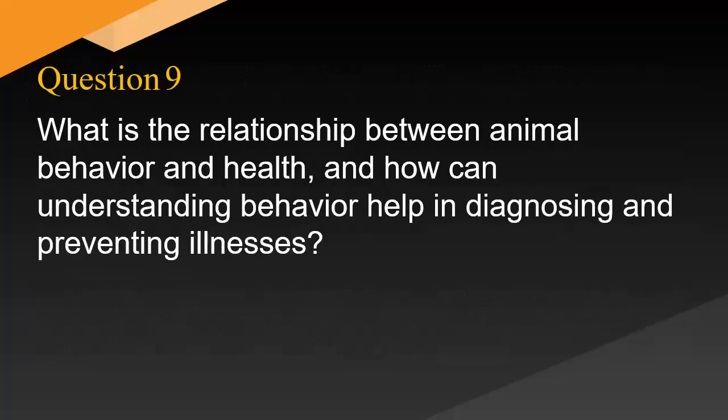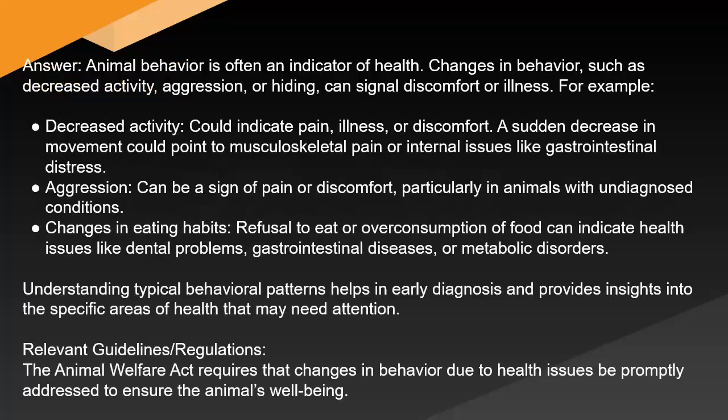What is the relationship between animal behavior and health, and how can understanding behavior help in diagnosing and preventing illnesses? Answer: animal behavior is often an indicator of health. Changes in behavior, such as decreased activity, aggression, or hiding, can signal discomfort or illness. For example, decreased activity could indicate pain, illness, or discomfort.